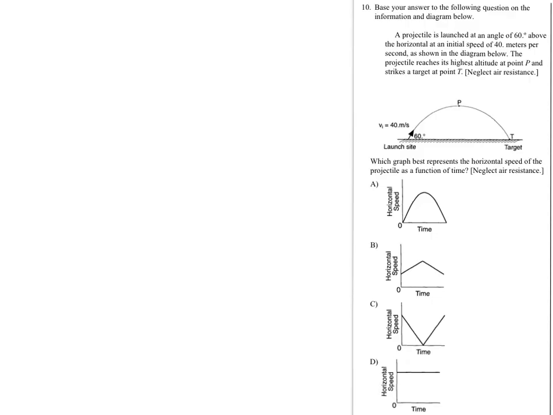Question 10 has a projectile launched at an angle 60 degrees above the horizontal at initial speed of 40 meters per second at that angle. Okay, so the question asks which graph best represents the horizontal speed of the projectile as a function of time. If you guys think back to the concepts we learned in 2D motion, the horizontal speed of a projectile stays constant over time. So Vx always stays constant. And let me stress that with some exclamation marks and some underlines. If we look at our choices, the only graph that shows that is choice D.